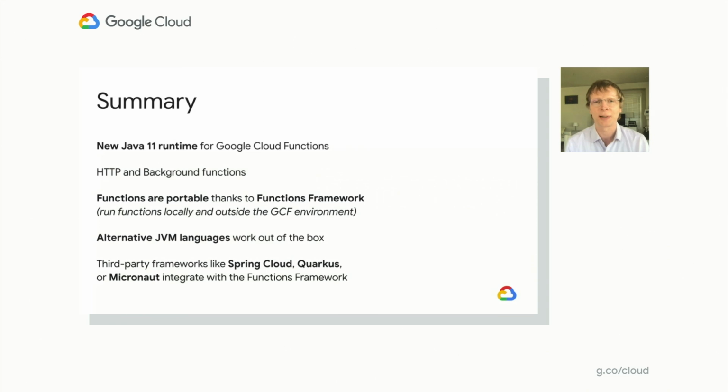Java is one of the new runtimes available with GCF now. We saw that there are two kinds of functions, HTTP functions and background functions. That functions are portable thanks to the functions framework. So you can deploy them using the functions framework in production to GCF, but you can also run them locally, and you can put them in a container and deploy them anywhere you want. We saw that it isn't really just a Java runtime, it's a JVM runtime, so you can run any JVM language, such as Kotlin or Groovy.